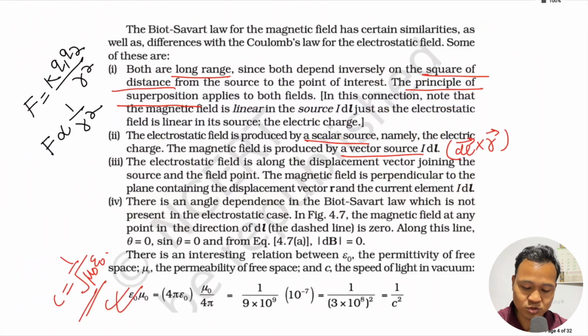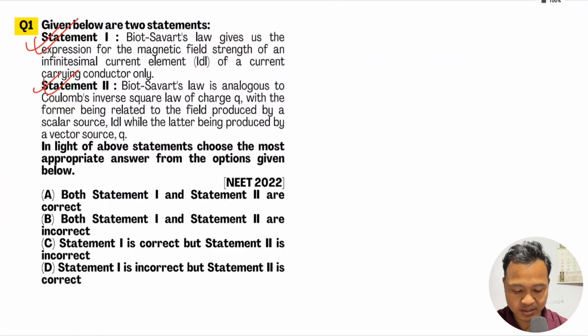One is a vector source and the other is a scalar source, so both are inversely dependent on the square of the distance. So both statement 1 and 2 are correct.